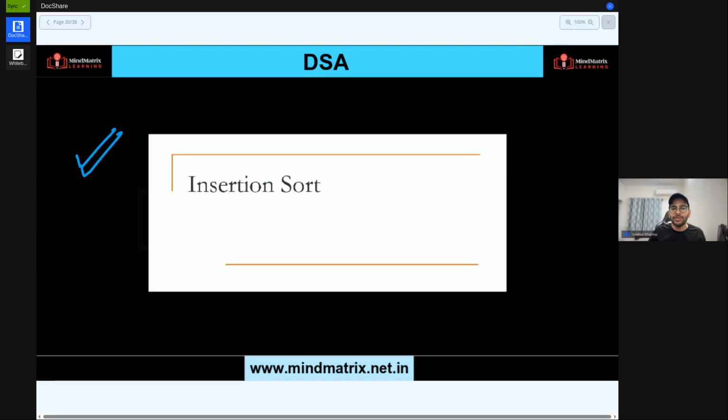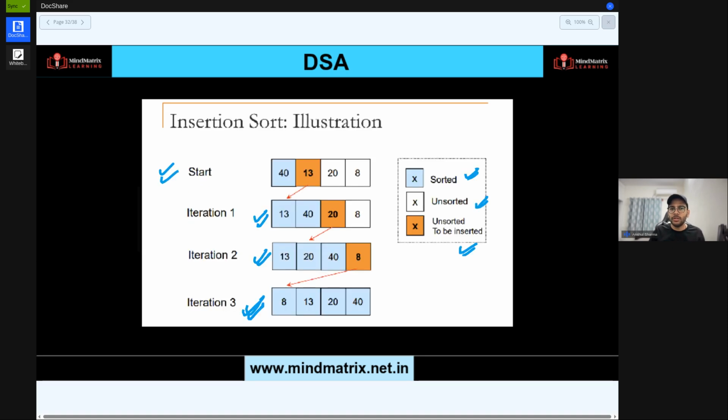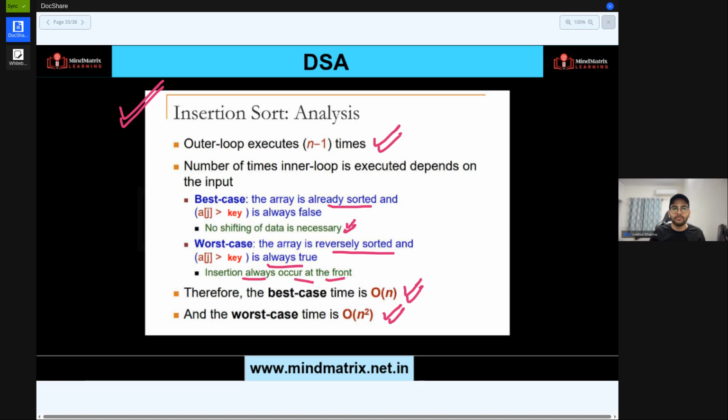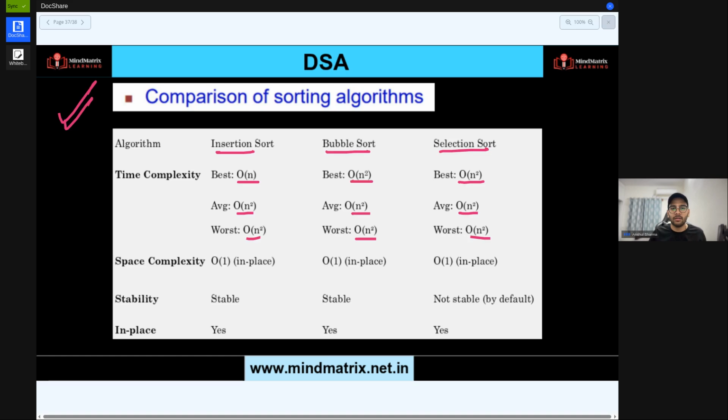What about insertion sort? It is also in place. Same array or list you are using to sort the elements, and it is also stable, right? Because as soon as you insert the element, you place it at its correct position. So no problem in that. So all three are in place, right?